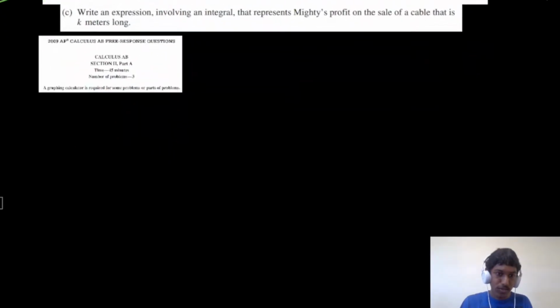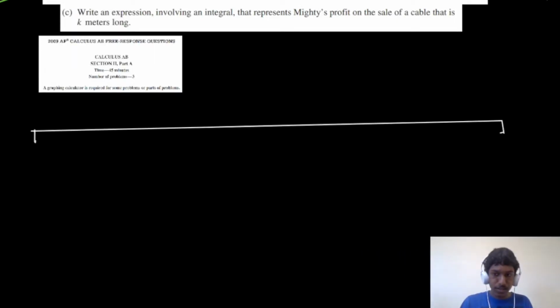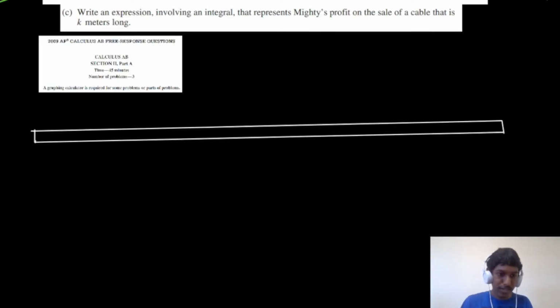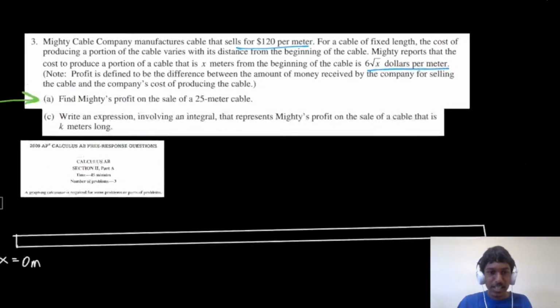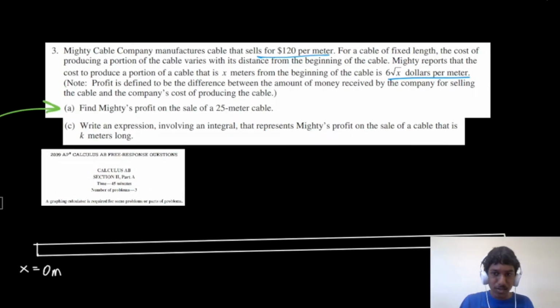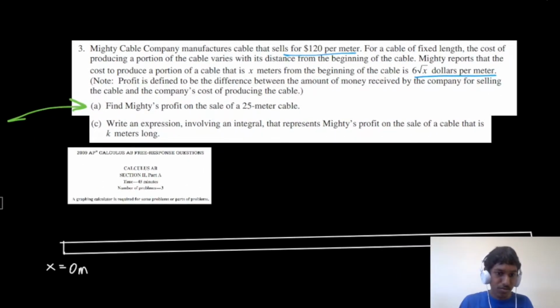So we're going to find this very long 25 meters, right? That's very long for a cable. I mean, maybe not long for a cable, but it's a long length. Now, when you read this problem, you should really keep an eye on this portion here. So the cost to produce a portion, a small portion of the cable that's x meters from the beginning.